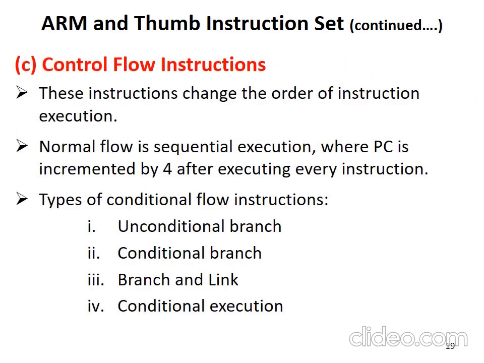Next, control flow instructions. These instructions change the order of instruction execution. Normal flow is sequential execution. Here, the program counter is incremented by 4 after executing every instruction. Some of the types of control flow instructions are listed here: unconditional branch, branch and link, and conditional execution.